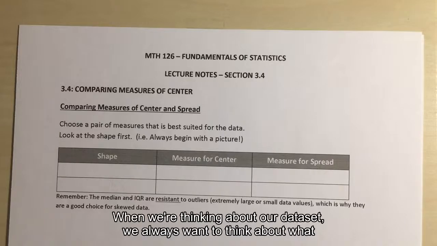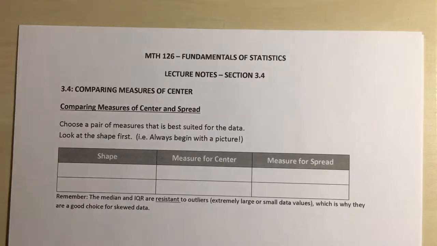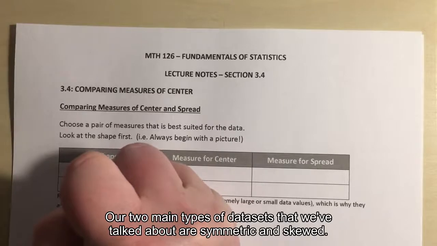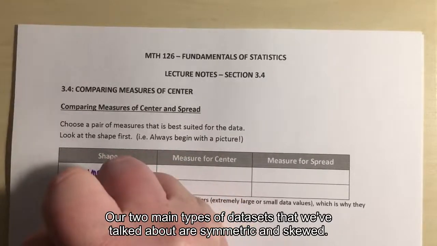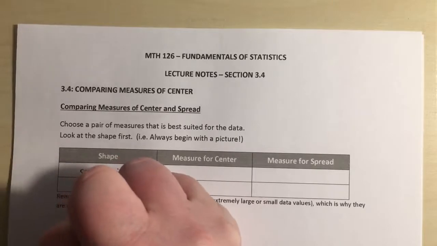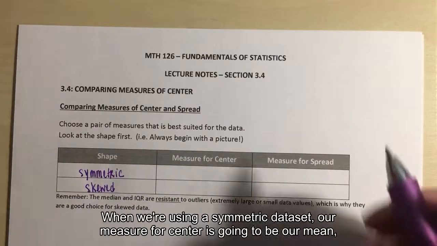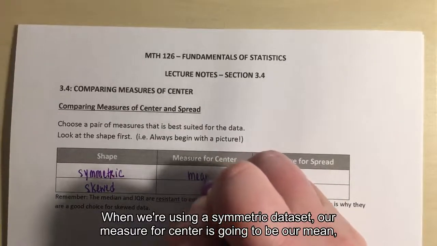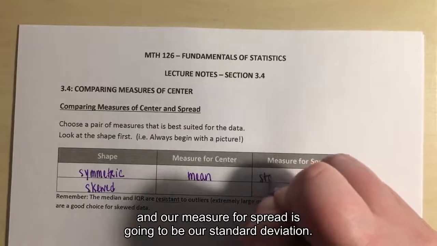So when we're thinking about our data set, we always want to think about what our data set would look like if it were in a picture. So our two main types of data sets that we've talked about are symmetric and skewed. When we're using a symmetric data set, our measure of center is going to be our mean, and our measure of spread is going to be our standard deviation.